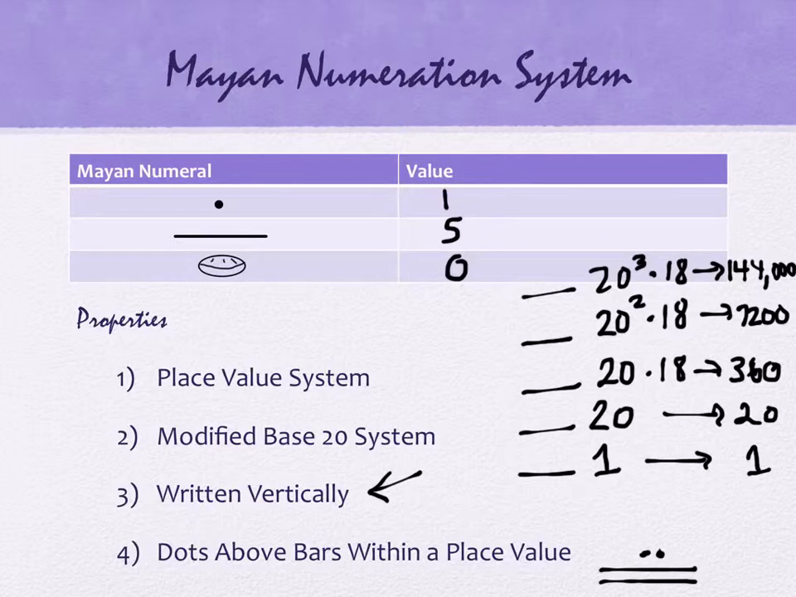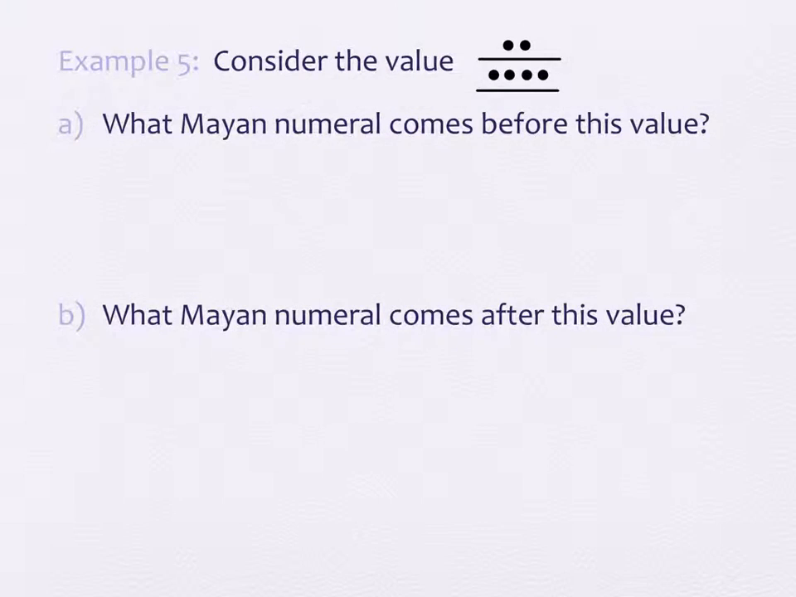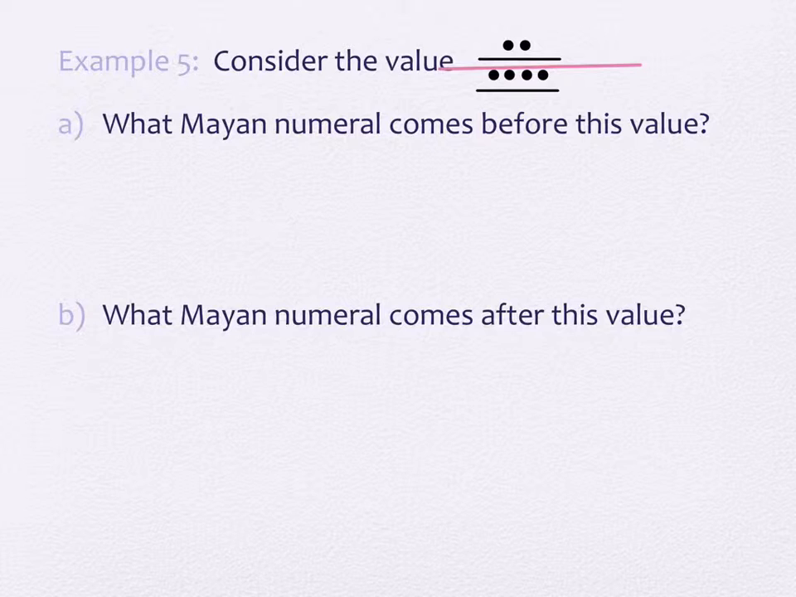Okay, that's how I would write 12. Okay, so we're going to look at a value, and we're going to run into a problem almost immediately because we can tell that the dots go above the bars, right? I mean, that's what it just said. So we know for sure that right here is a break in place value because that's got bars on top of a dot. So we know the place value has to break there.